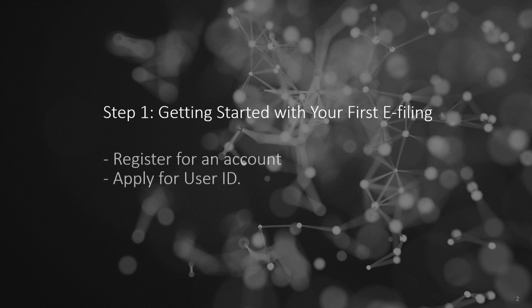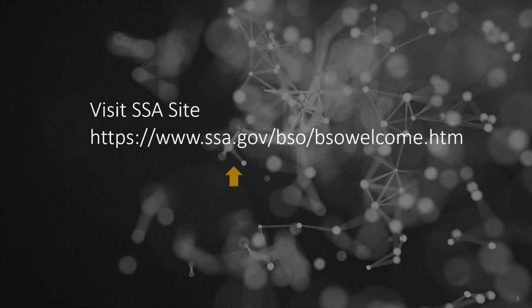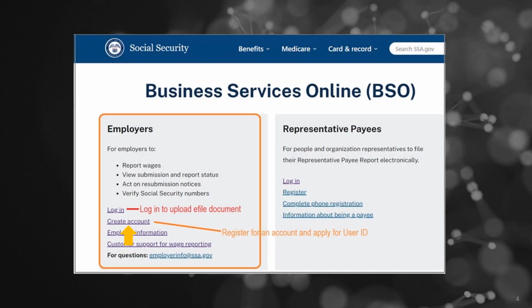User ID is a must-have for submitting W-2 forms electronically. Begin by registering for an account on the SSA's Business Services online website. You'll be required to apply for a user ID during the registration process. Just create your username and password and provide some basic business details.